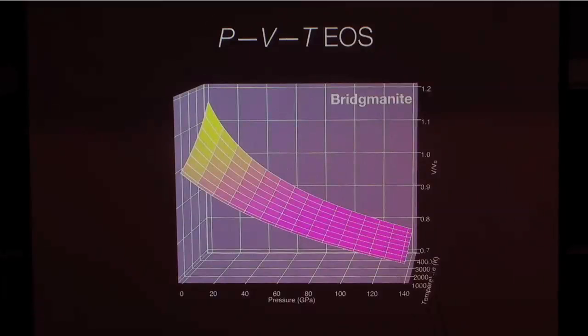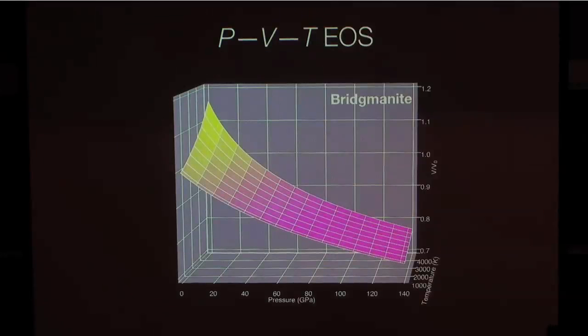So let me show you where they are. Pressure increases this way, and temperature increases toward the inside, away from you, and the strain, or volume change, or normalized volume, increases vertically. And now you see a plane. Okay, this plane is an equation of state, in pressure, volume, temperature space.